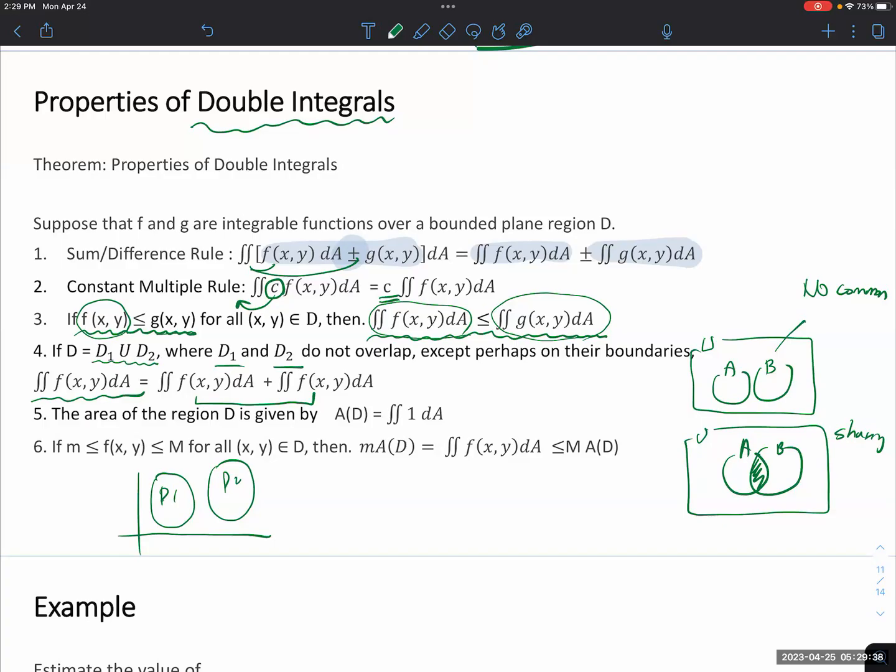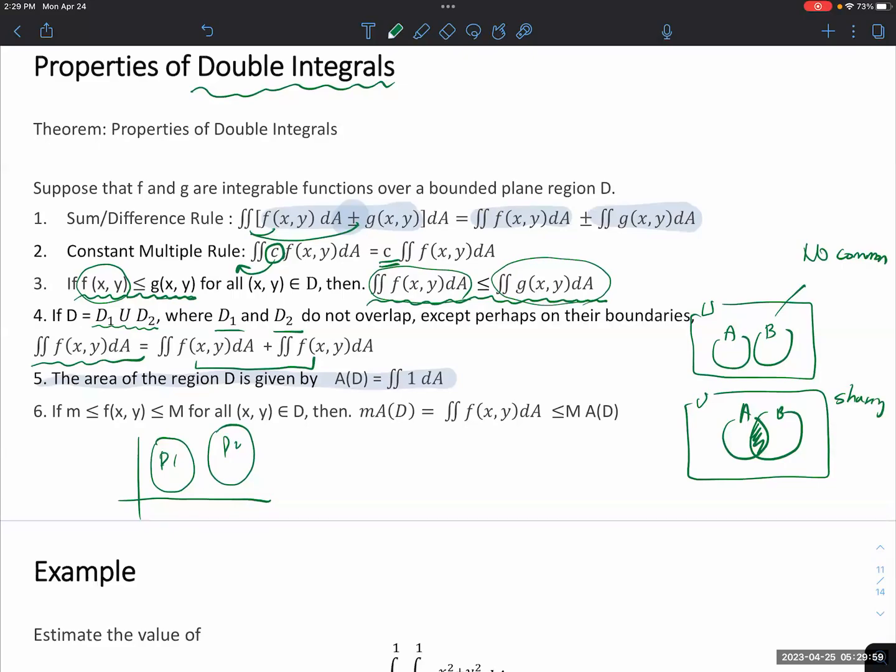And then number 5, the area of the region. This is a little bit like probability, but I'm going to skip this one. It's not really always happening. Okay, just skip that one. Usually it's true for probability, but our textbook, I don't think we really emphasize it, but just, you know, the total area is 1, okay?